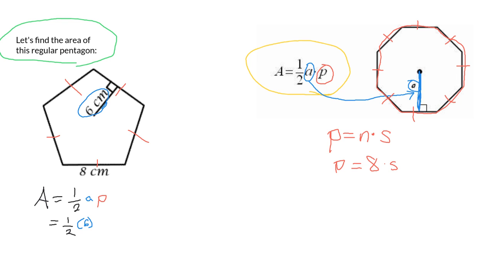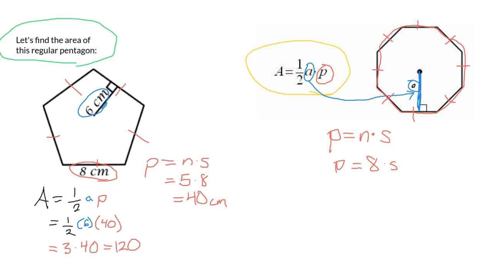And then I'm going to take a look at the perimeter. So we know that one of the sides is 8 centimeters. So the perimeter is going to equal the number of sides times the side length. There are 5 sides in a pentagon. The side length is 8. So that means we're talking 40 centimeters as our perimeter. So we're doing 1/2 times 6 times 40. And that's actually going to give us 3 times 40, which is 120.